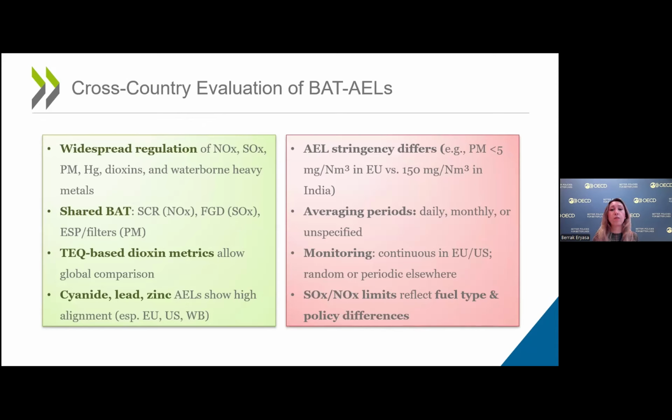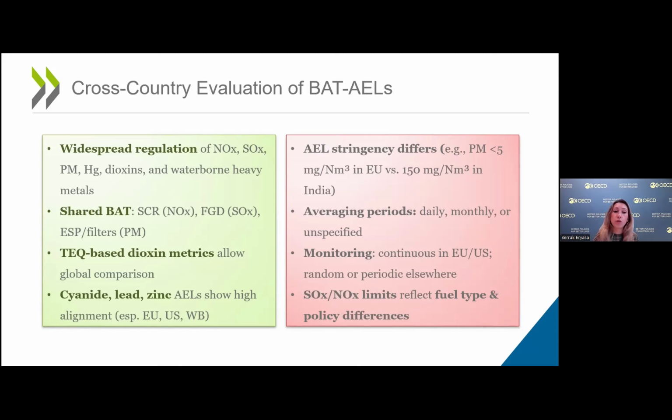I would like to also explain a little bit on the commonalities that were observed for the BAT associated emission levels and the varieties that we've observed. We've noticed that there are quite a bit of regulations and control measures implemented for the majority of the pollutants, which means that the countries are taking them as really key environmental indicators within the iron and steel sectors. We've also noticed that across the countries there are shared BATs, as I've noted before, which means that the countries are looking forward to harmonizing environmental control measures.